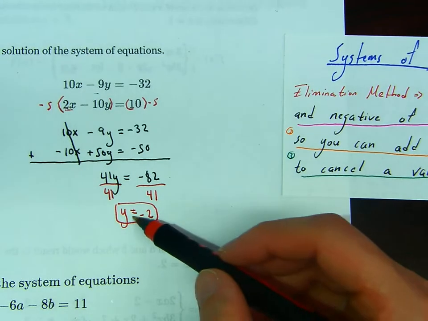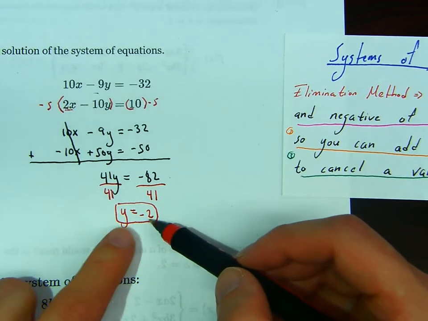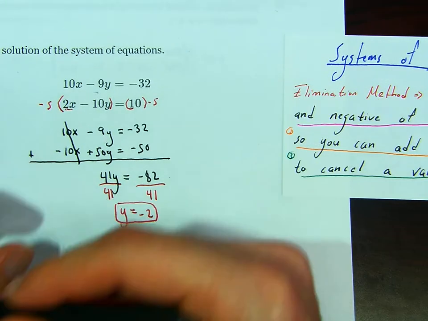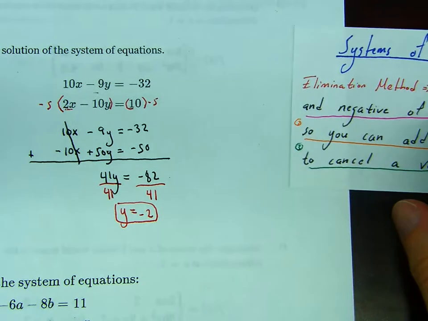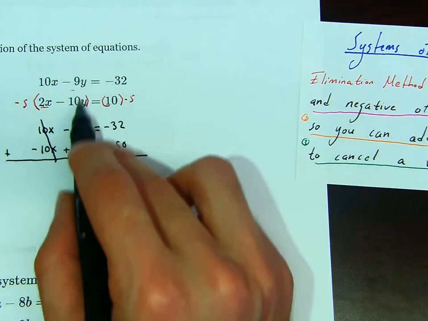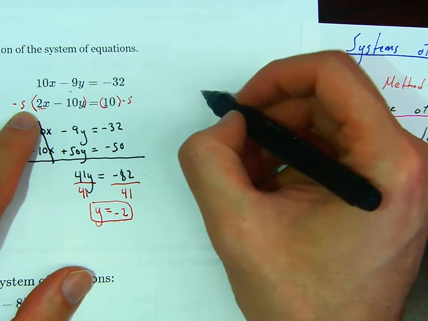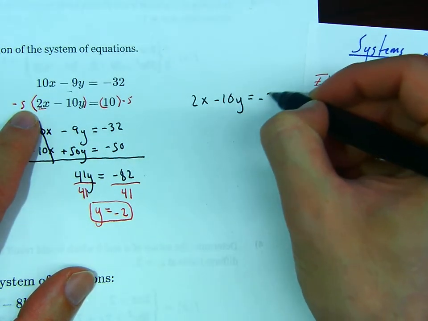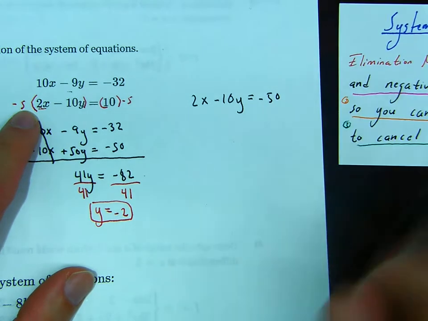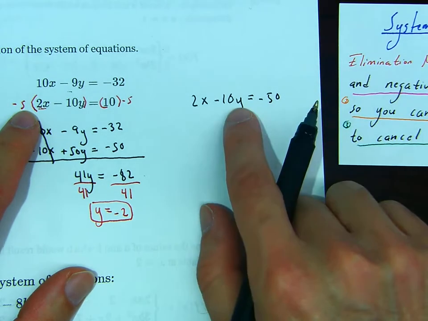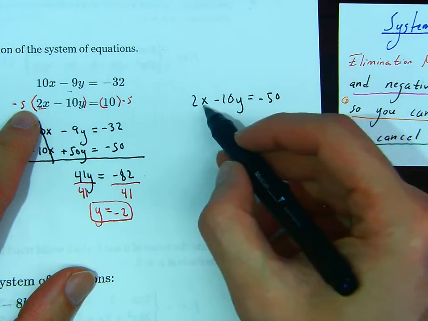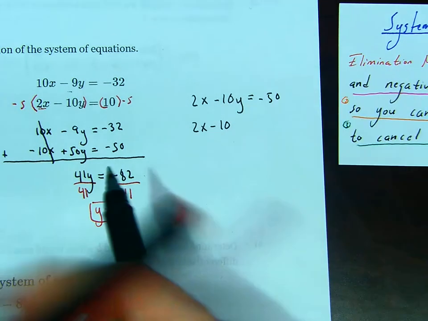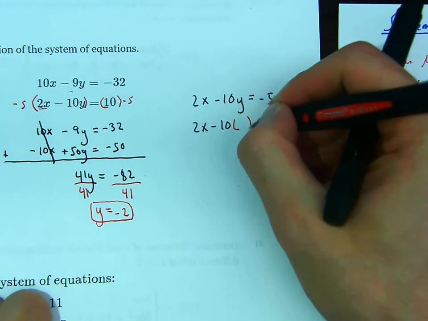Once you get y equal to negative 2, you could plug this y into the top or bottom equation. It doesn't matter which one, but looking at both equations, the bottom one looks a little bit nicer. So if I go back to 2x minus 10y equals negative 50, what am I going to do? I'm going to plug this y in here, because I want to solve for x now. So then I have 2x minus 10, and let's put this in over here.